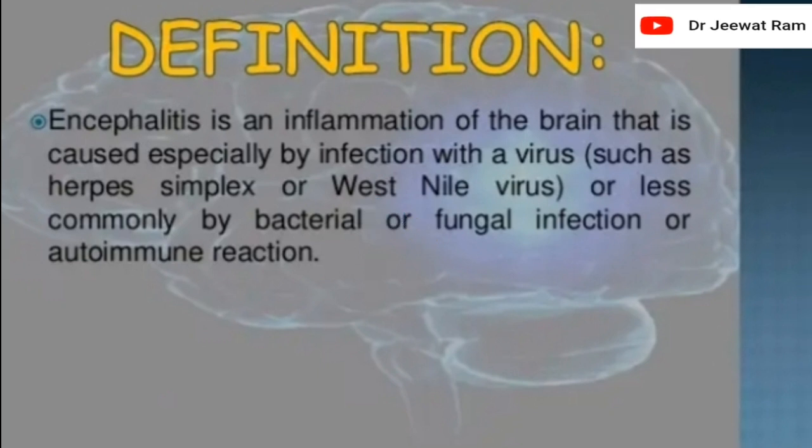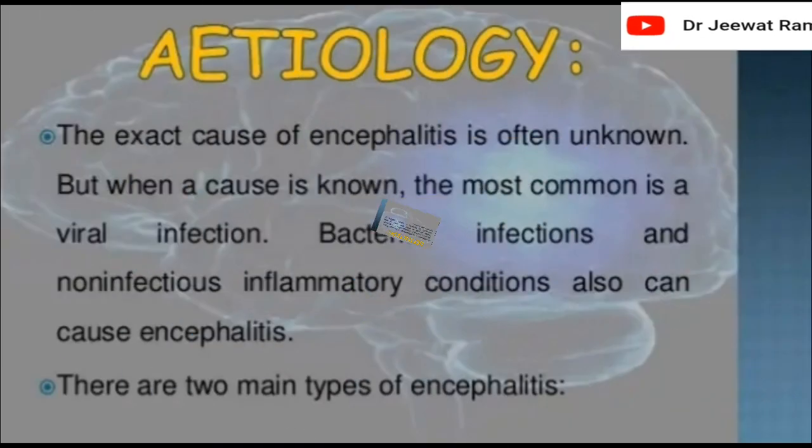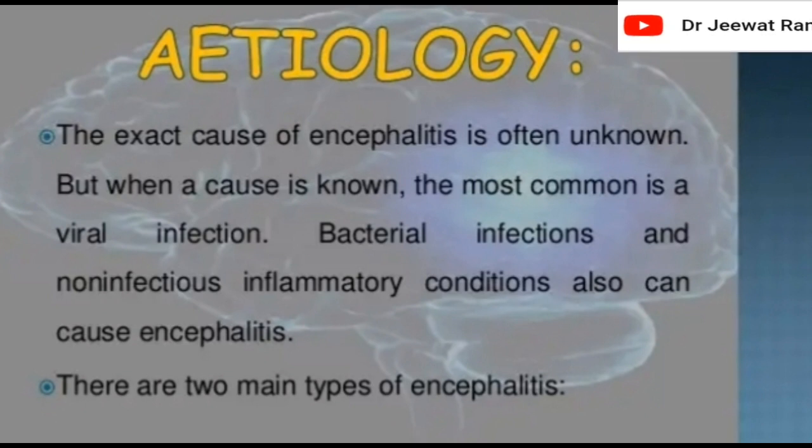Definition of encephalitis. Encephalitis is an inflammation of the brain that is caused especially by infection with a virus such as Herpes simplex or West Nile virus, or less commonly by bacterial or fungal infection or autoimmune reaction. Etiology of encephalitis. The exact cause of encephalitis is often unknown, but when a cause is known, the most common is a viral infection. Bacterial infections and non-infectious inflammatory conditions also can cause encephalitis.